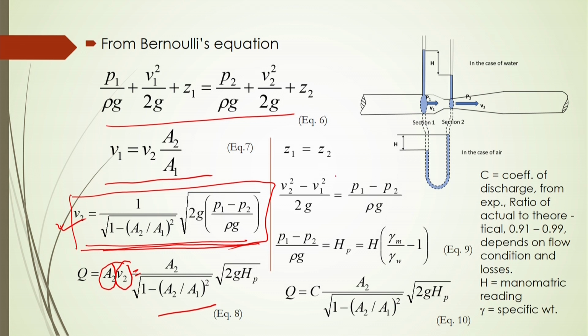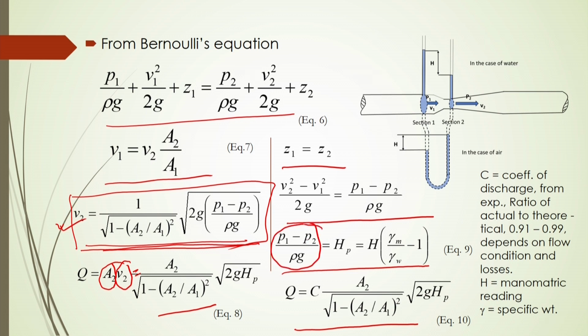Now, in this case if we substitute Z1 equal to Z2, then we have (V2 square minus V1 square) by 2g equal to (P1 minus P2) by rho g. Based on this, finally we can write Q equal to C into A2 by root over 1 minus (A2 by A1) whole square, into root over 2g Hp. So, what is Hp? Hp is defined here as the pressure energy, (P1 minus P2) by rho g, and it is represented by H into (gamma m by gamma w minus 1).